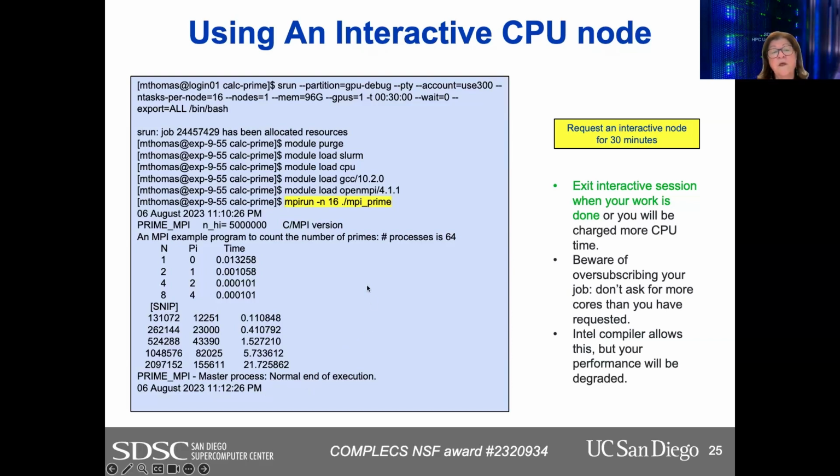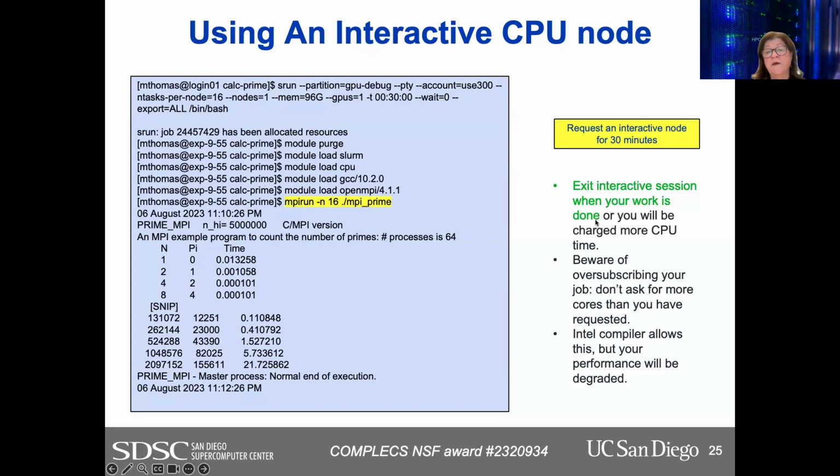So we ran the code. Notice I'm on the interactive node and I'm running an MPI or parallel code. This is one of the reasons interactive nodes are great, especially if you're developing parallel code and you can do a small test case on that interactive node. And this time I went to the debug queue and it's only 30 minutes.